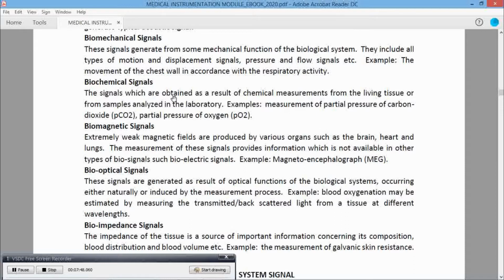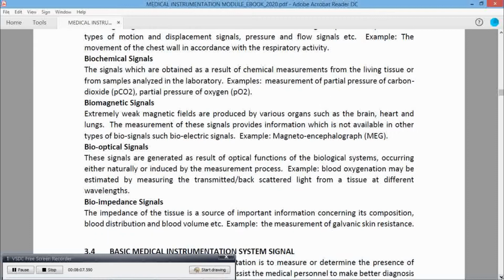And then biochemical signals. Biochemical signals are obtained as a result of chemical measurement from living tissue, for example analyzed in the lab. Example, measurement of the partial pressure of carbon dioxide and the partial pressure of oxygen. So this is called biochemical signals.